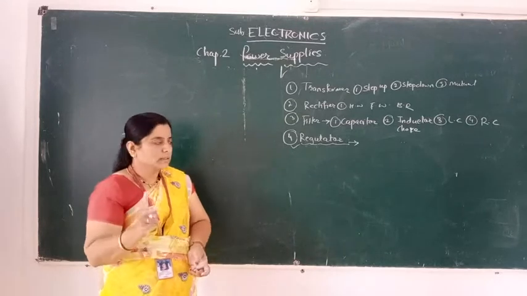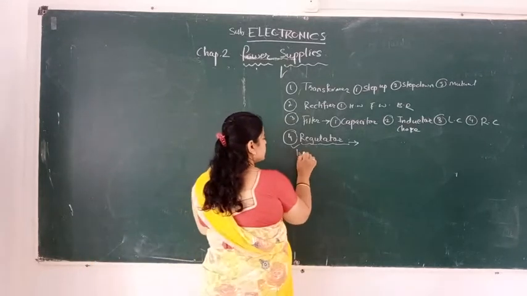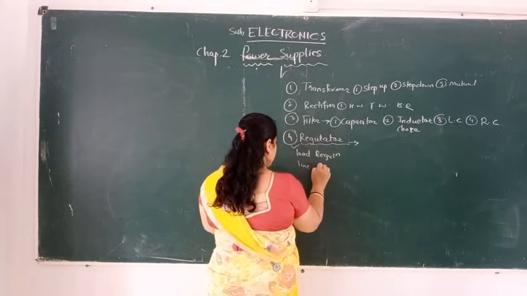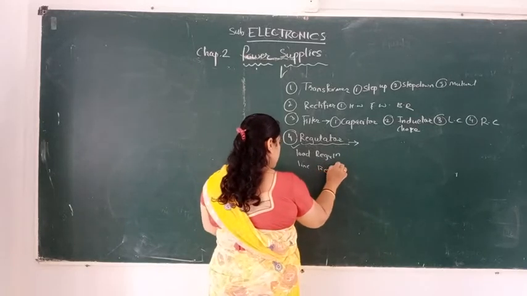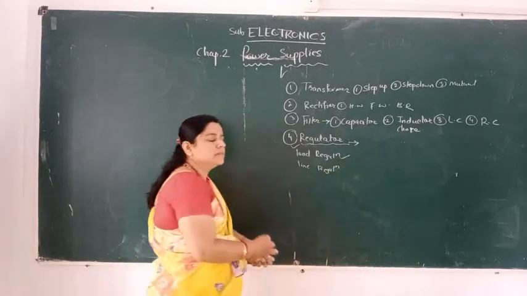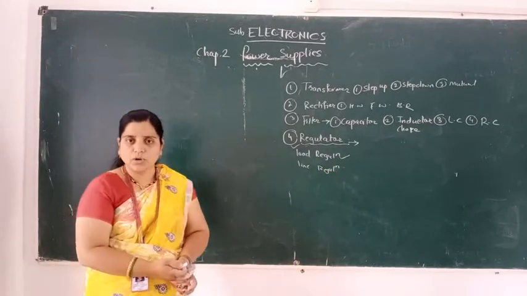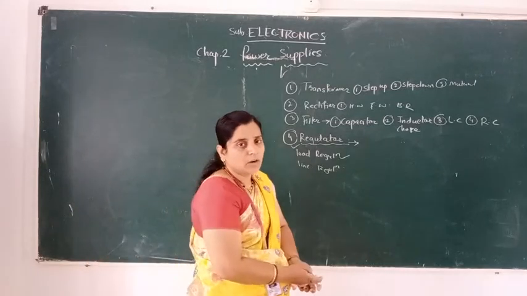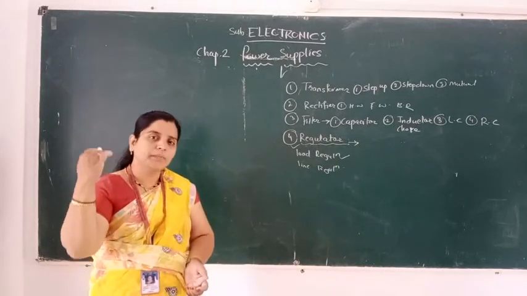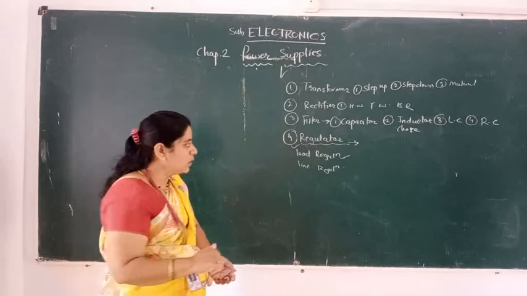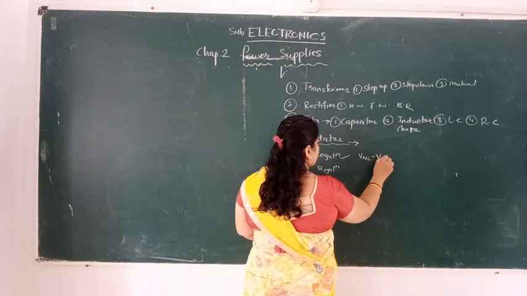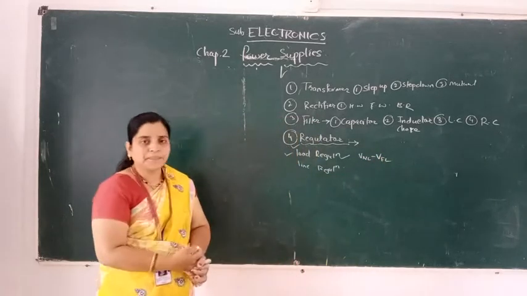There are two characteristics: the load regulation and the line regulation. Two types we have seen. In the load regulation, what happens? If there is a change in the output regulated voltage, then current will flow from its minimum value to maximum value. Current flowing from its minimum value to maximum value is called the load current.